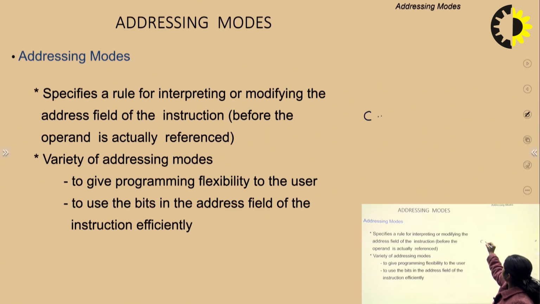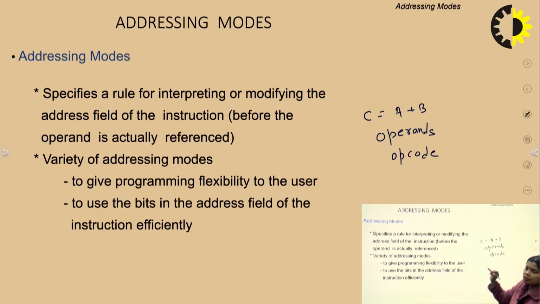Suppose there is C equal to A plus B. This is a simple example: C, A and B are variables, and you get some result which will be stored in C. A and B are where you apply some operation, and the operation is plus. So here two terms are there: the first is the operand and the second is the opcode. Always remember what the operand and the opcode are.